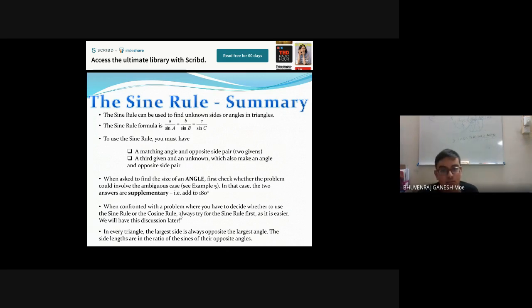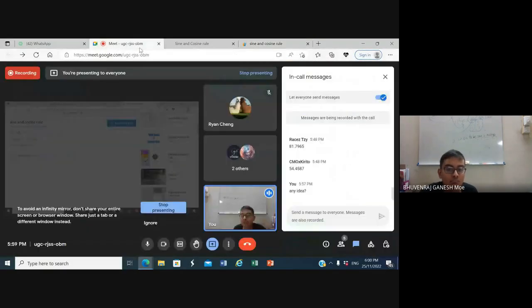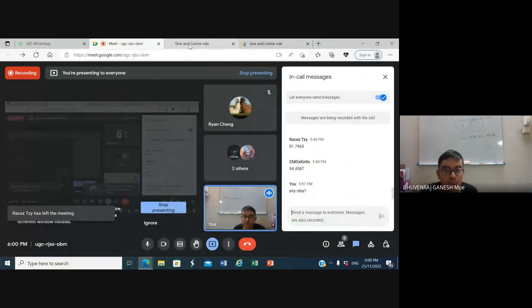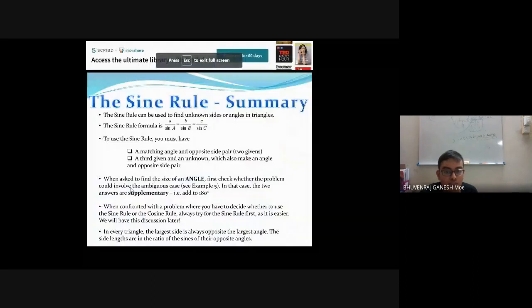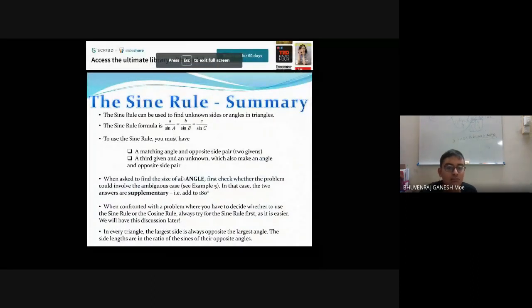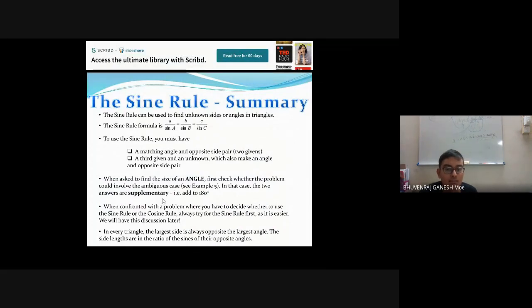Next, when confronted with the problem of whether to use the sine rule or the cosine rule, you have to apply the sine rule first because it's the basic formula over here. So you have to use the sine rule always because it's the basic one. Cosine rule, maybe I will derive after the sine rule. The sine rule is the most basic one.